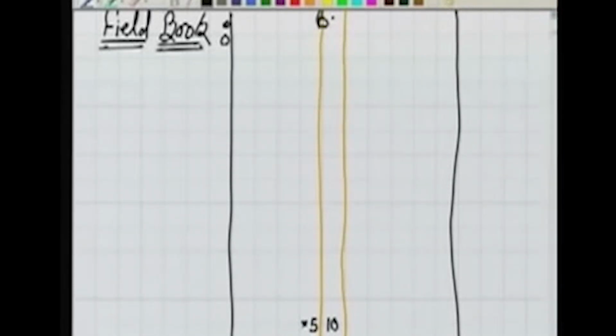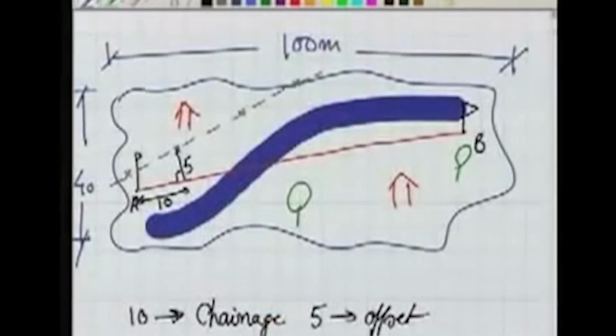I go back to the map. In order to plot this entire telephone line, let us say this telephone pole is, again if I drop a perpendicular, the perpendicular will be somewhere here, and this length is, let us say, 60 meter.